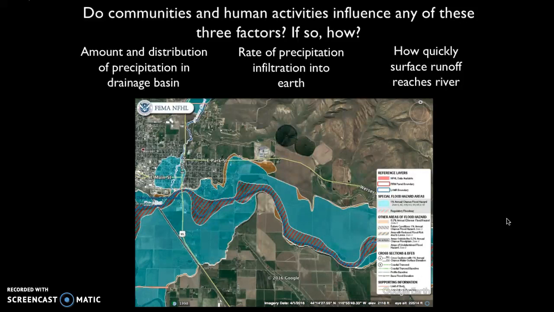They basically strengthen the evaporation and further condensation. So in a kind of far-fetched way, we do influence the amount and distribution of precipitation within a drainage basin, but more directly, we influence the rate of precipitation infiltration into Earth. How do we do so?